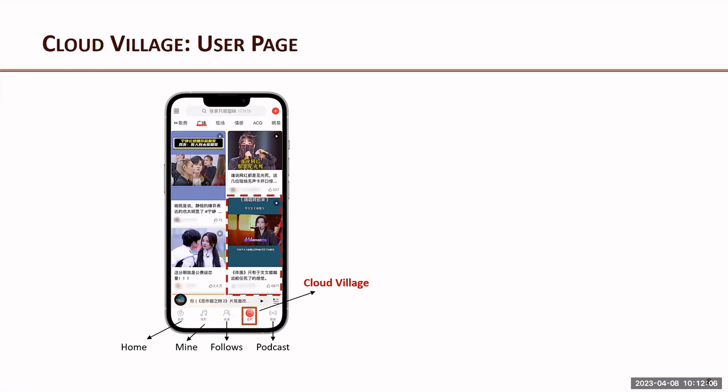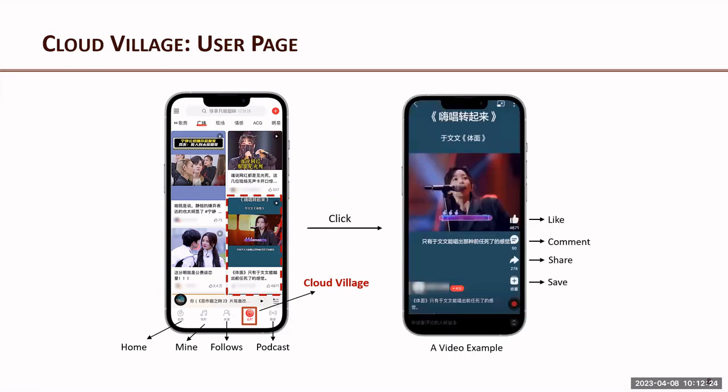If users click into this Cloud Village, they will see a double waterfall of short videos recommended by the personalized algorithm. If users want to watch one of the videos, they can click on it and the video will play automatically. Users can also engage with the video while watching, such as like, comment, share, or save the video. And if they want to see more videos, they can just swipe up the screen, and more recommendations will arrive.